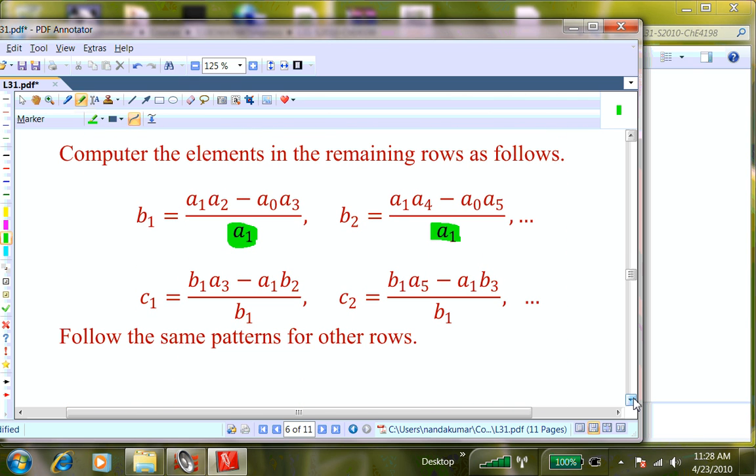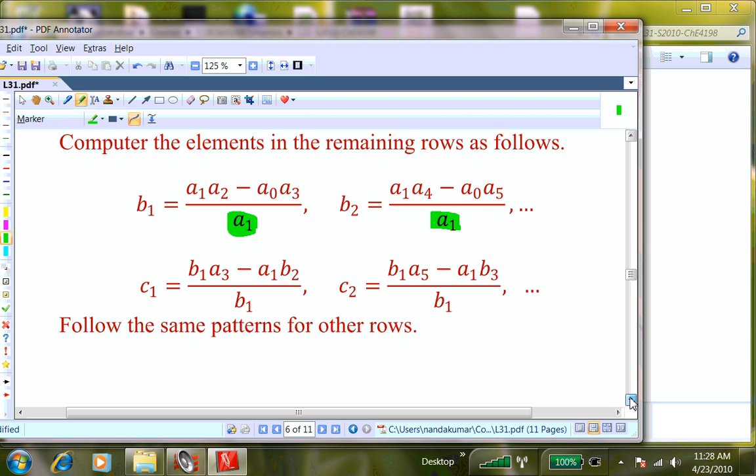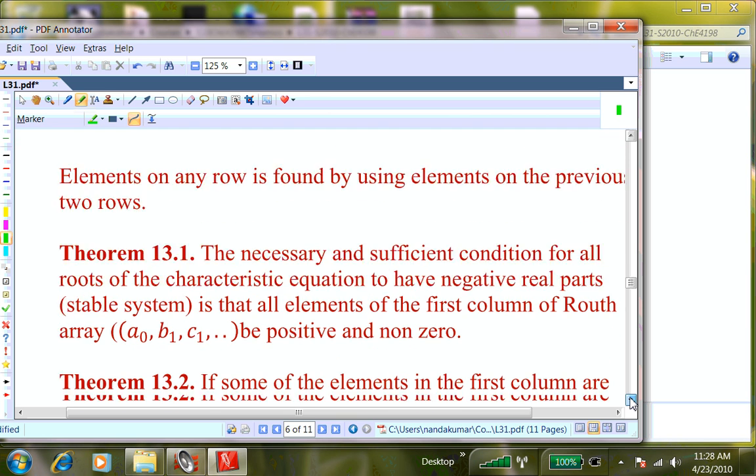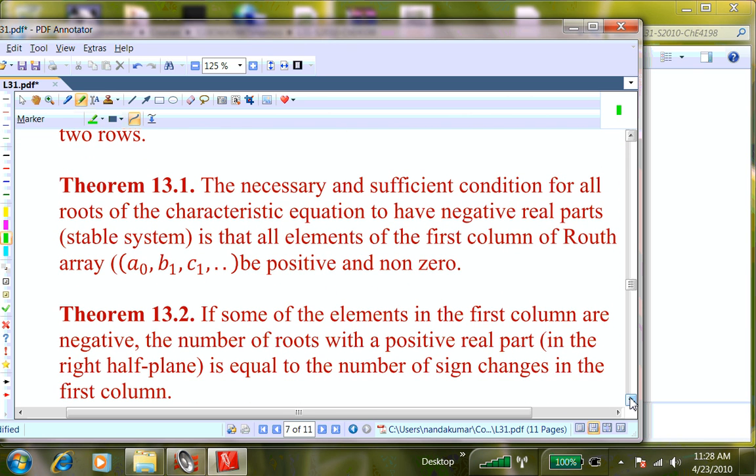Again, I don't expect you to remember this. I will put the pattern, but you should be able to interpret the pattern and extend it because the table is not completely solved. And follow the same pattern for other rows. And there are three theorems that come from that.